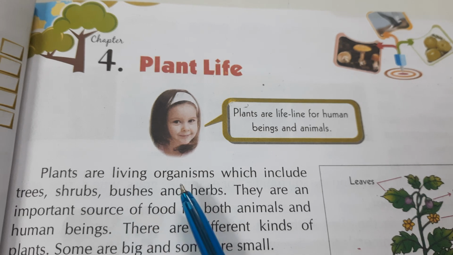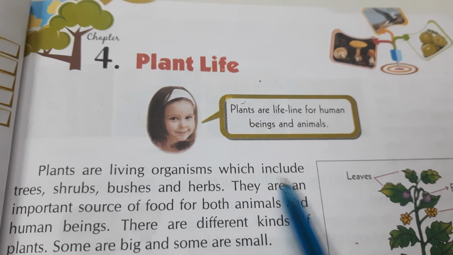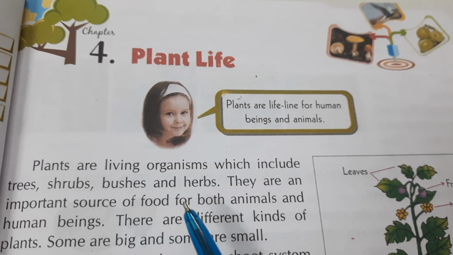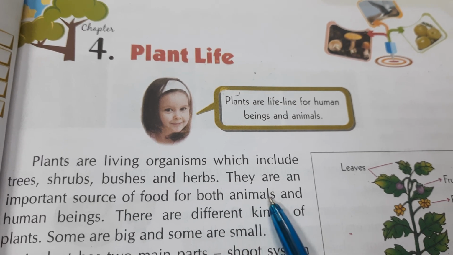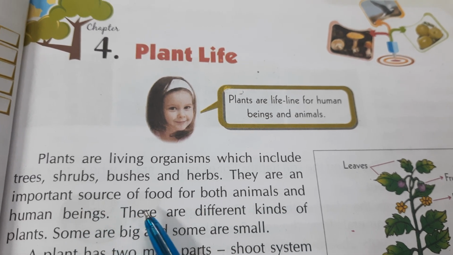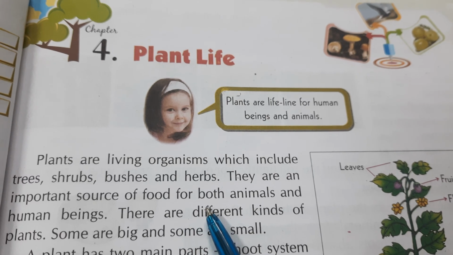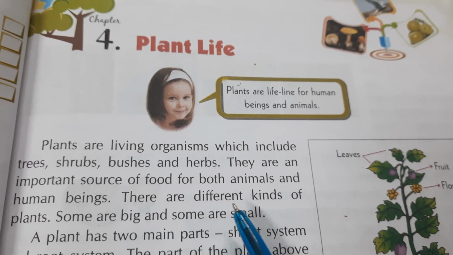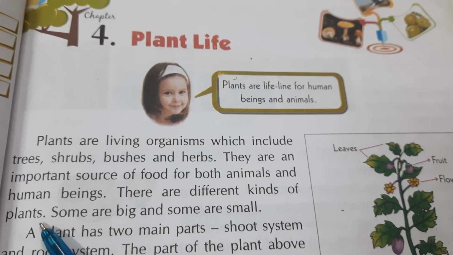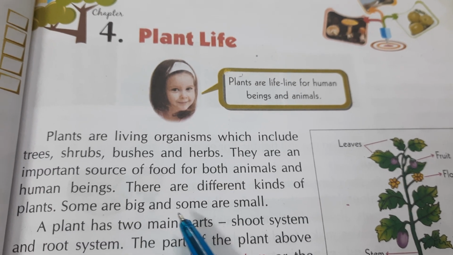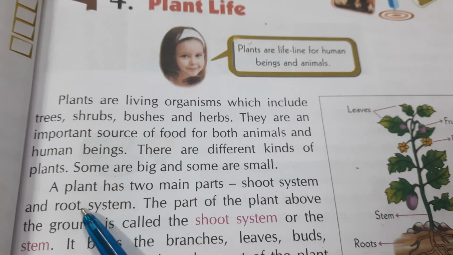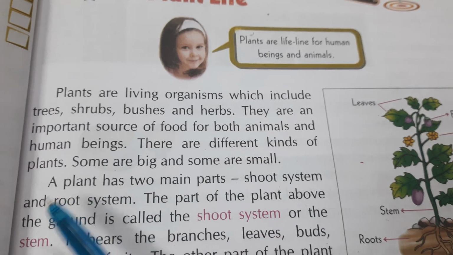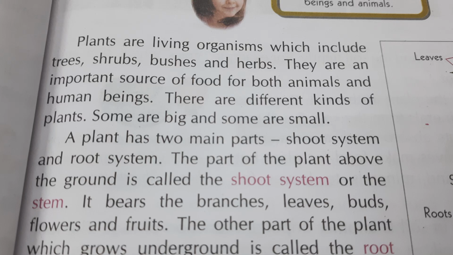Plants are living organisms which include trees, shrubs, bushes, and herbs. They are an important source of food for both animals and human beings. There are different kinds of plants. Some are big and some are small. A plant has two main parts, shoot system and root system.